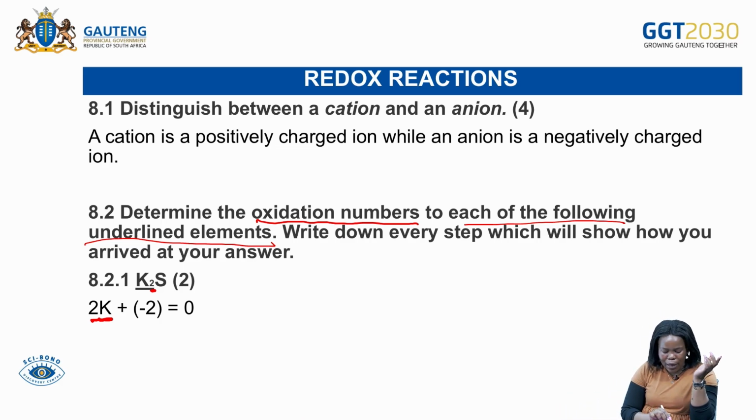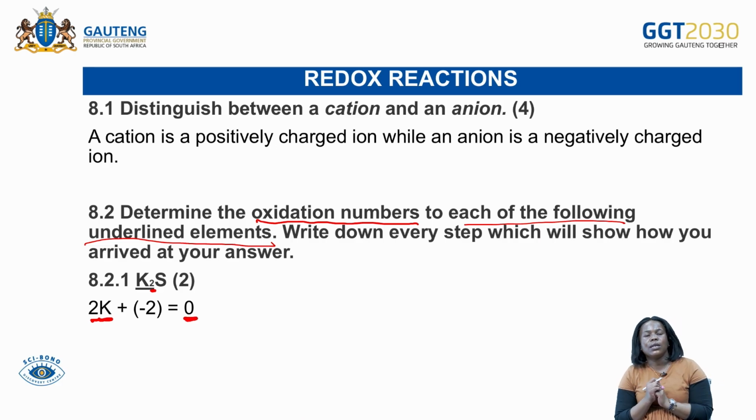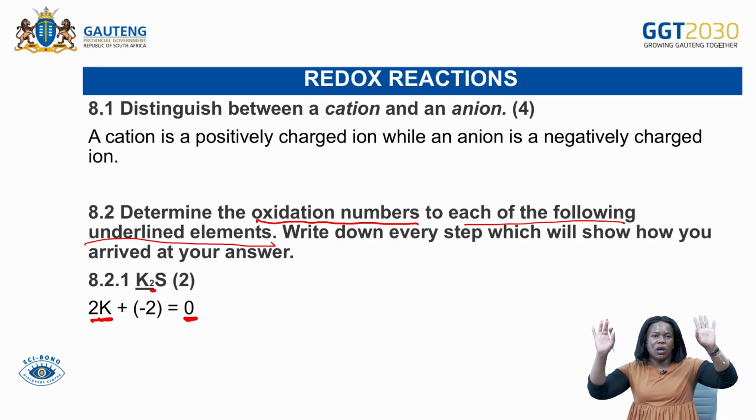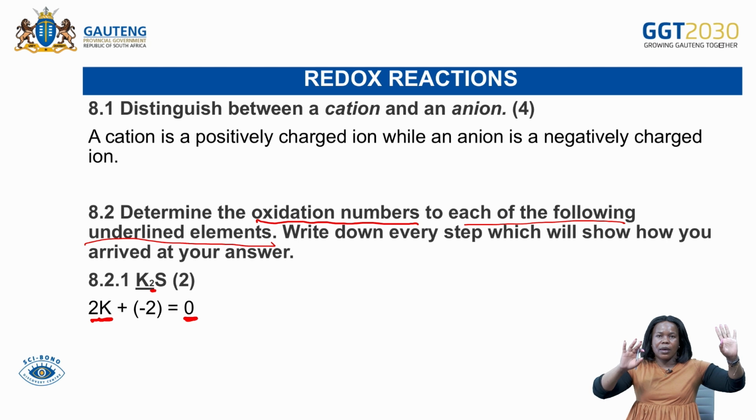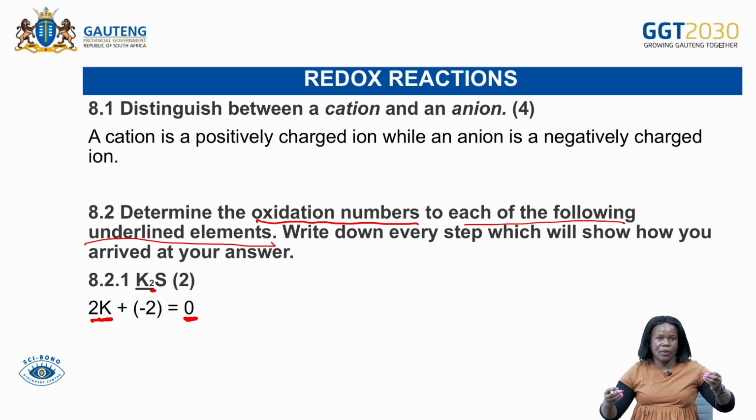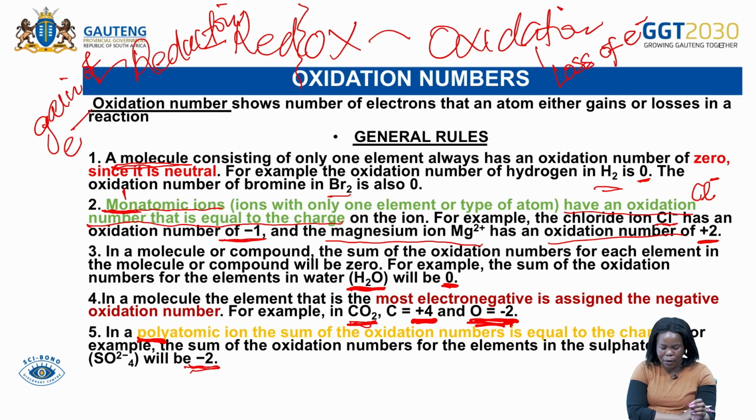Then we equate everything in here to what? To 0. The reason we are doing that is because it is a molecule, it is neutral, it does not have a charge. It's not an ion, okay? Because if it was an ion, it would have taken the charge of that ion. That is rule number what? Let's just go back a little bit.